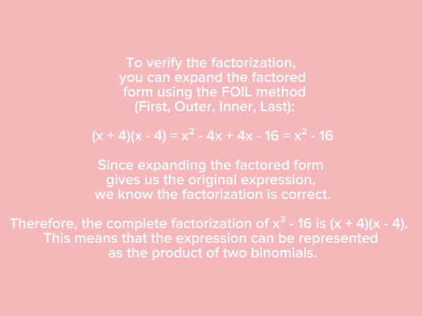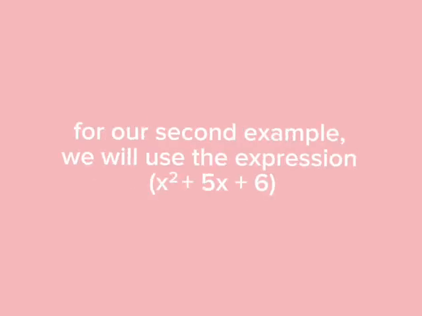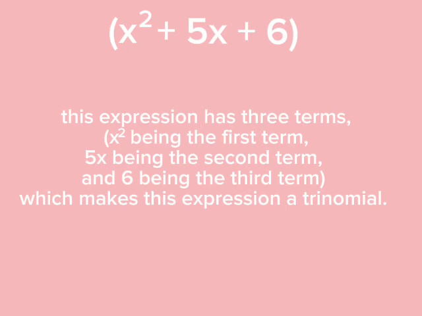Therefore, the complete factorization of x squared minus 16 is x plus 4 multiplied by x minus 4. This means that the expression can be represented as a product of 2 binomials. Now let's move on to our second example. For our second example, we will use the expression x squared plus 5x plus 6. This expression has 3 terms, x squared being the first term, 5x being the second term, and 6 being the third term, which makes this expression a trinomial.